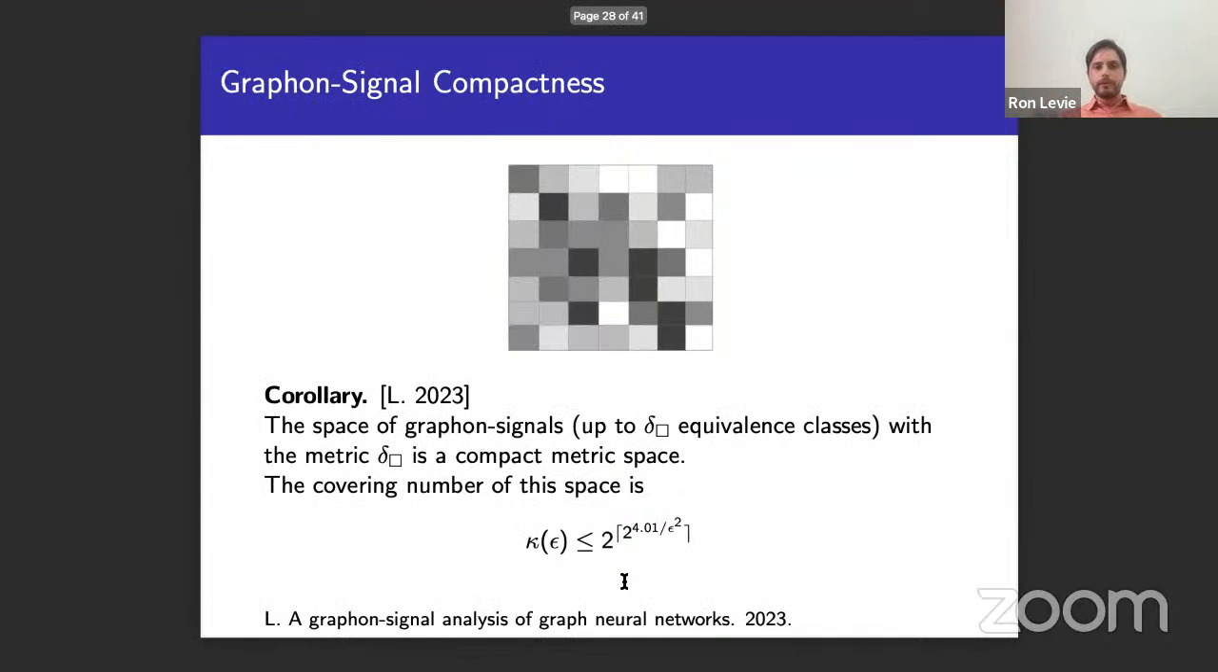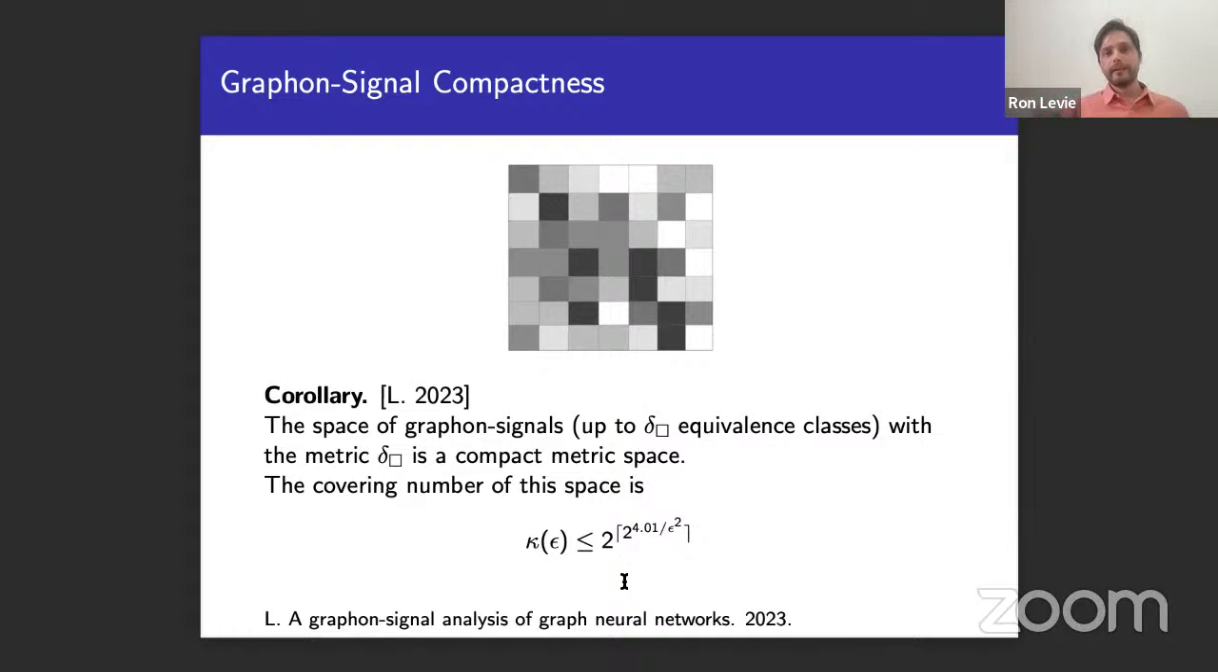Okay, so we now know that there is some interesting metric such that the space of graphon signals is compact. But this is still not useful unless we know that message passing networks behave nicely with respect to this metric. Because it could be that I took a metric which is too compact, and then message passing networks are not even continuous. So it's not going to be helpful.